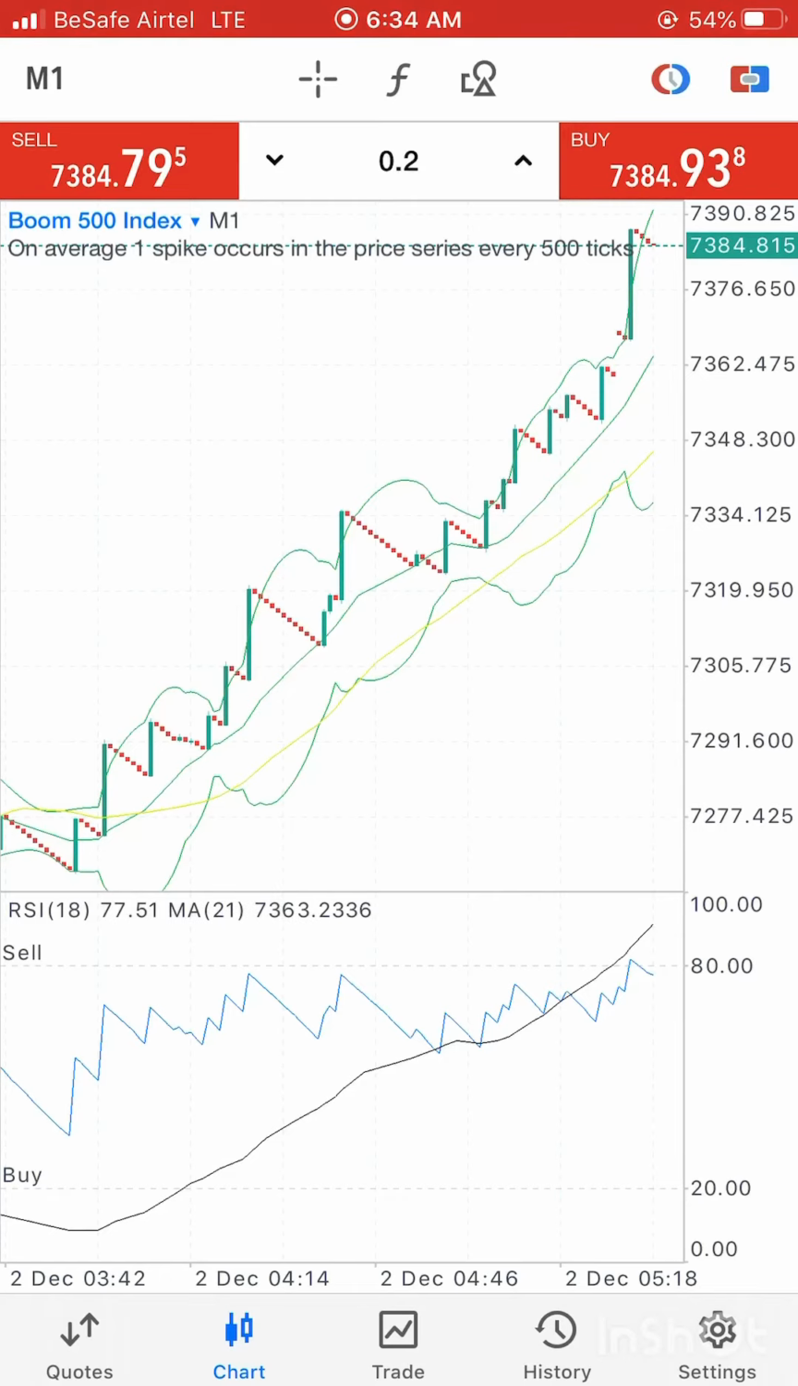Now as you can see, you'll be noticing spikes at intervals. As you can see, the spikes are massive. Now how do you aim for these spikes? Now using these indicators here, let me bring out that one here for you.